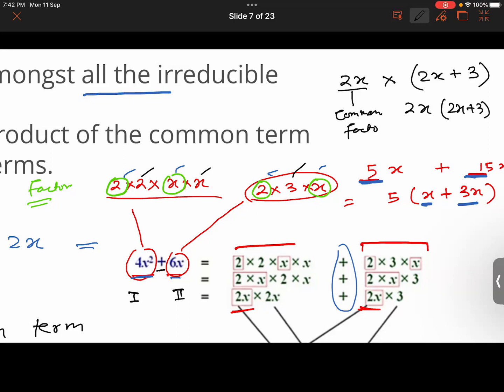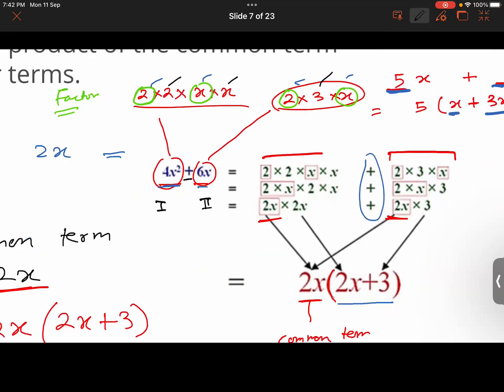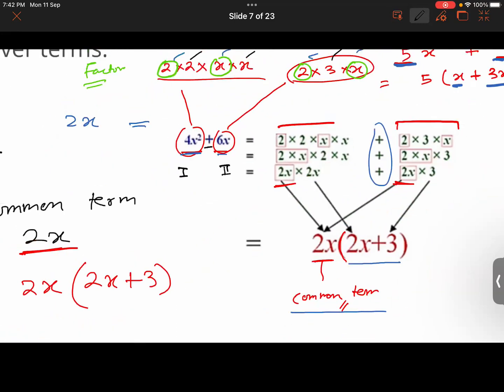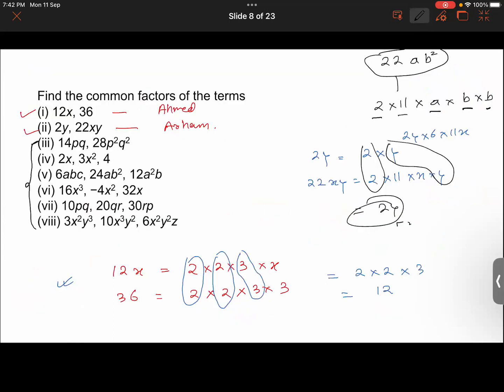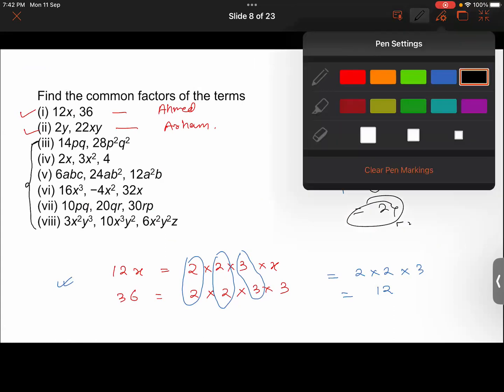Yes, sir. Okay, so that is how you are required to find the common factor using the common factor method. Then you have another method of regrouping. We will come to that in a moment, but before that, let's solve a few questions so that you get a good hold of the concept.